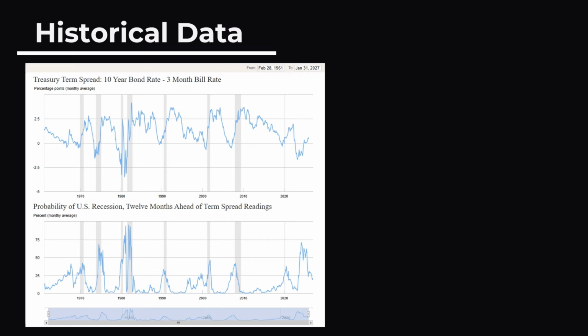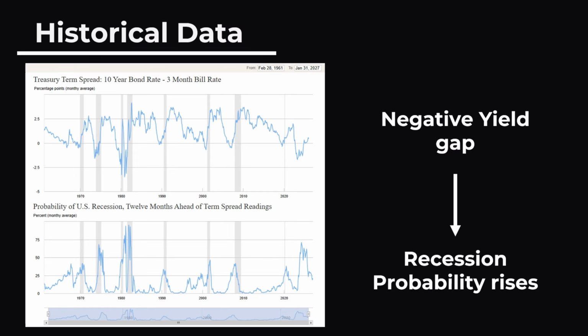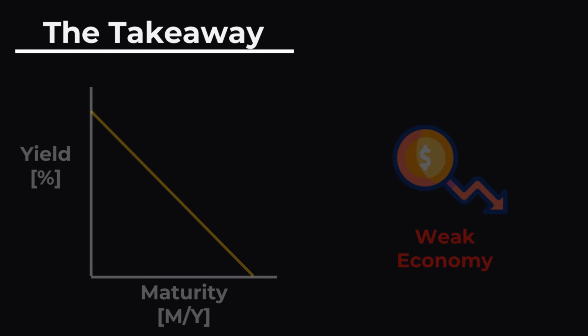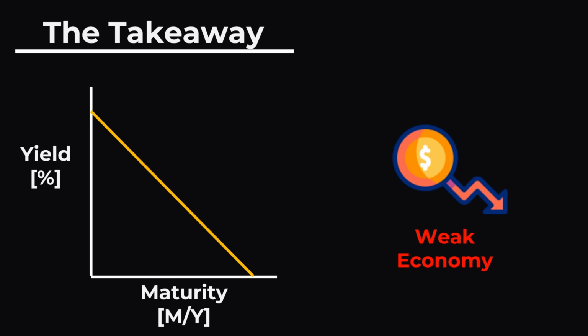Historically, whenever this spread turns negative, meaning the yield curve inverts, the probability of a recession in the following months increases significantly. So, what's the key takeaway from all of this? It's actually quite simple. Whenever you see an inverted yield curve, it's often a strong signal that the economy is slowing down, and it can be an early warning sign of a potential recession.